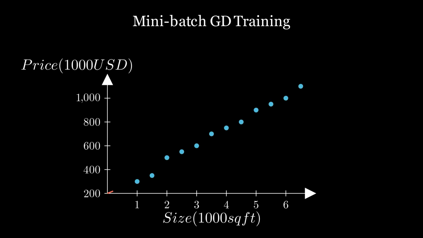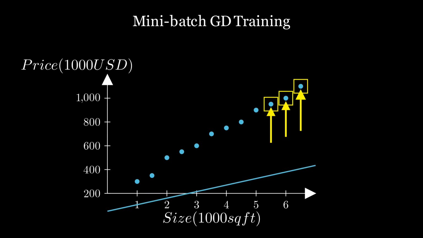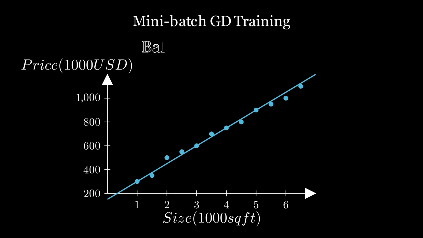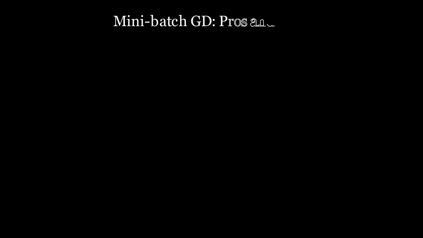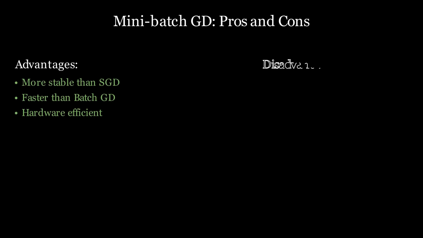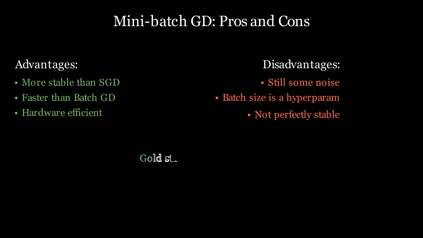Let's see mini batch GD in action on our linear regression problem. We start with random parameters. Processing batch 1 with points 1, 2, 3. Processing batch 2 with points 7, 8, 9. Processing batch 3 with points 4, 5, 6. Processing batch 4 with points 10, 11, 12. Notice how each update is based on several points, making progress smoother than SGD but faster than batch GD. Mini batch gradient descent combines the best aspects of both extremes. Mini batch GD is the gold standard for most deep learning applications today.